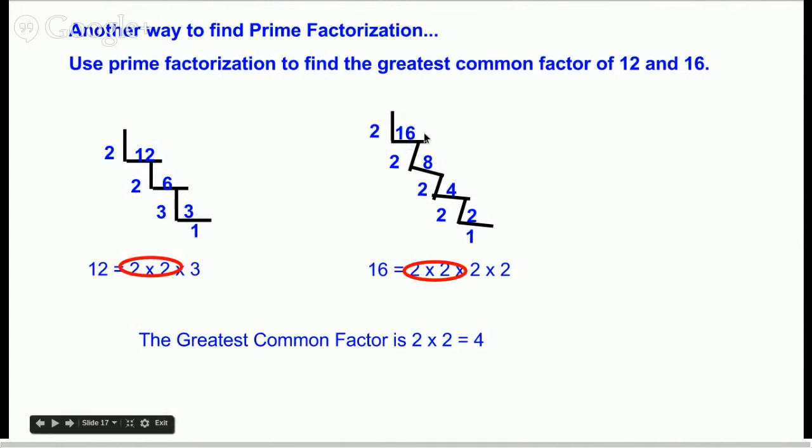16 divided by 2 gives you 8. 8 divided by 2 gives you 4. 4 divided by 2 gives you 2. And 2 divided by 2 gives you 1. So I'm left with 4 2's. There's 2 2's over here and 2 2's over here. So the greatest common factor is 4. I just get to use 2 of the 2's.